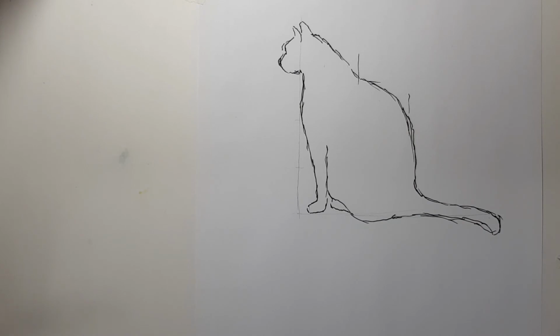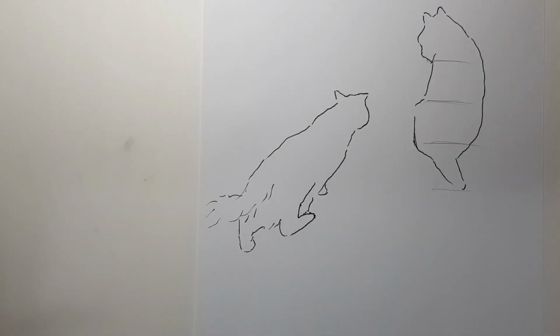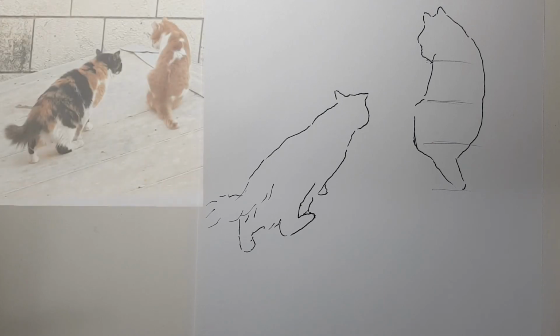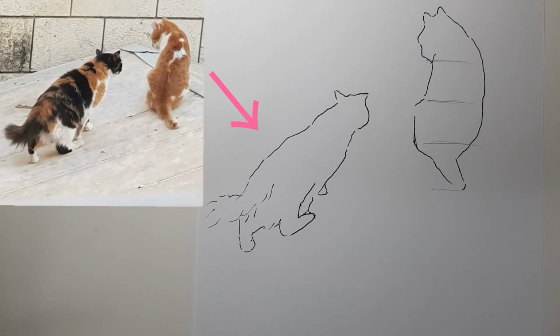Let's look at two more examples. In this cat we see movement. The feet are not in the same line. Because we are looking at the cat from behind, we see more of the back of the head and a bit of the face.